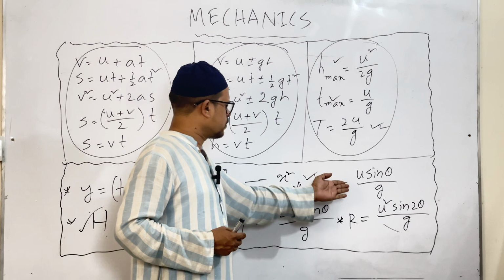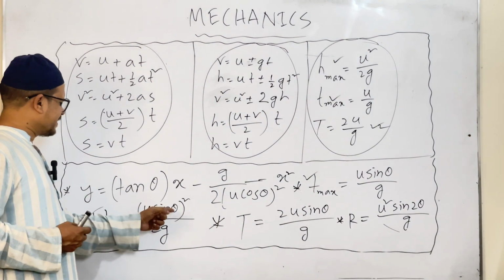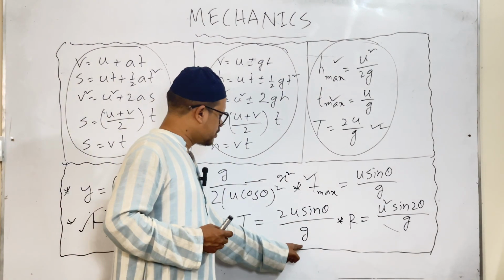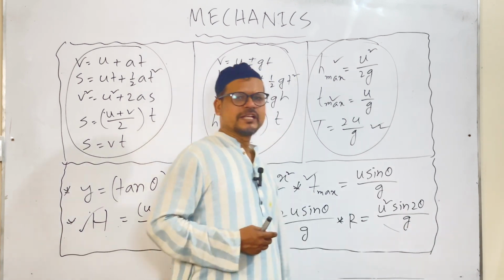T maximum equal to u sin theta over g. H equal to u sin theta square over 2g. T equal to 2 u sin theta over g. And range equal to u square sin 2 theta over g.